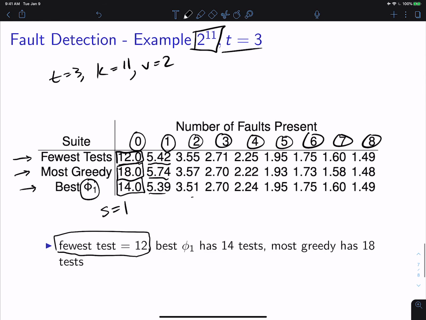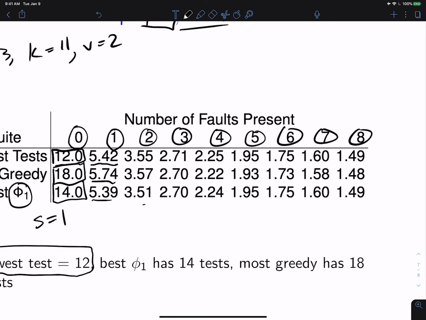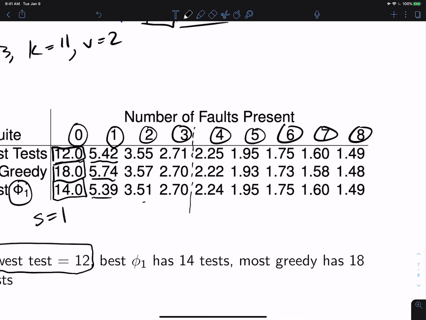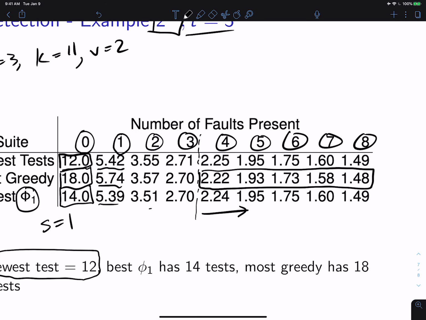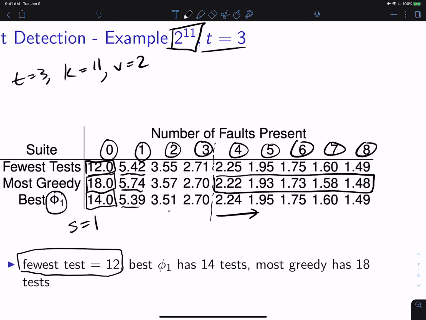Okay, so the thing that you should note here is that from 4 faults on, it looks like the most greedy one is the winner. So the thing we want to remember is to minimize the average. Well, we're giving the averages here, so we want the one with the smallest one, which is going to be most greedy. It is not quite as good for a smaller number of faults, but for a bigger number of faults, it's better. And that's because it covers things earlier. And so that's one of the reasons why greedy is good.